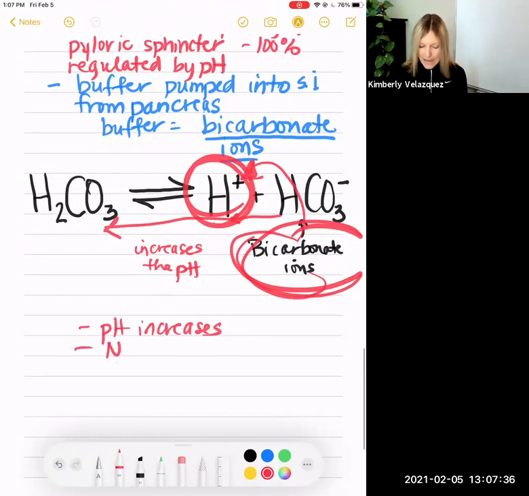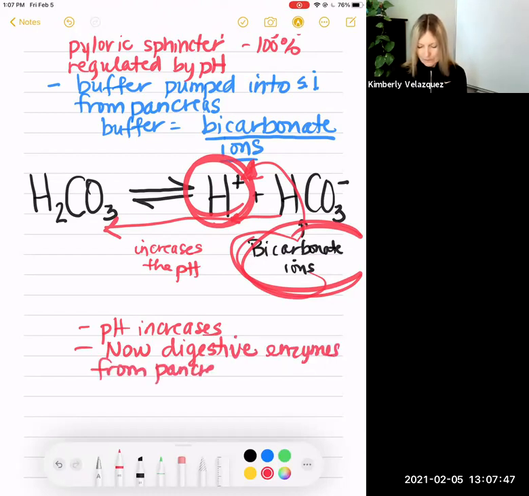Now digestive enzymes are going to be pumped in from the pancreas to the small intestine. You don't want those enzymes coming in until we get the pH back up. The way we do that is with a buffer. So buffers are a very important part of your digestive process. Without buffers coming in first, you would not be able to break down your food because those digestive enzymes would become denatured.